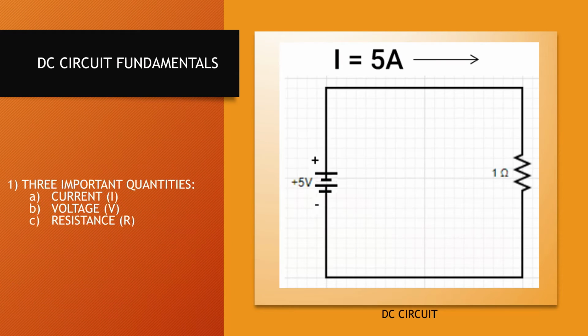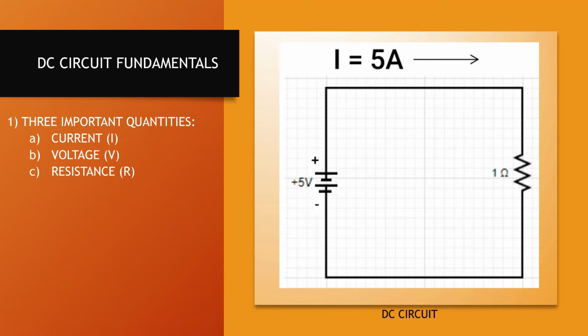Alright, so we have our DC circuit over here and there are three basic quantities that make up the DC circuit. They are current, voltage and resistance. A circuit is formed when a conductive path allows free electrons to move around the circuit. And from basic physics we know that this movement of electrons is called current.